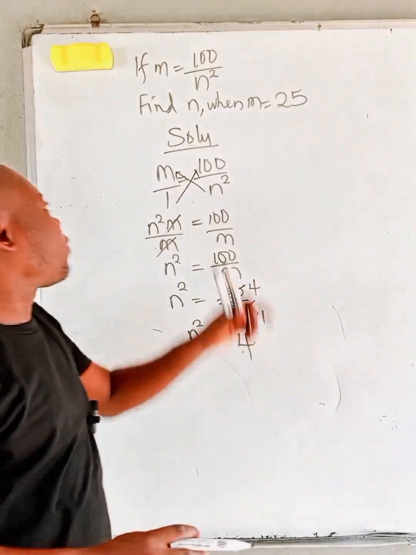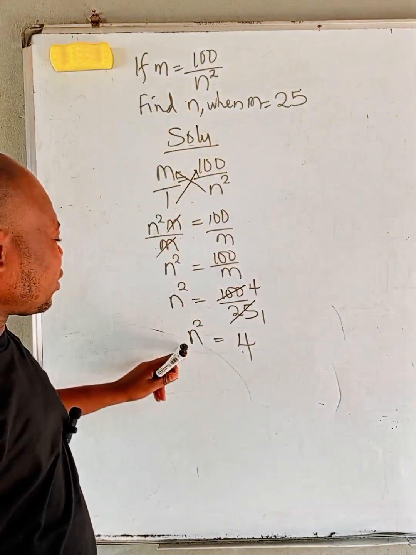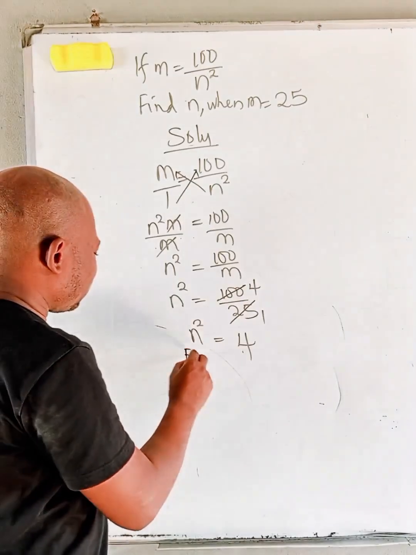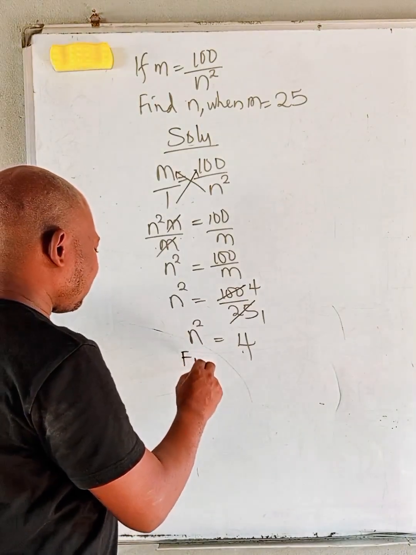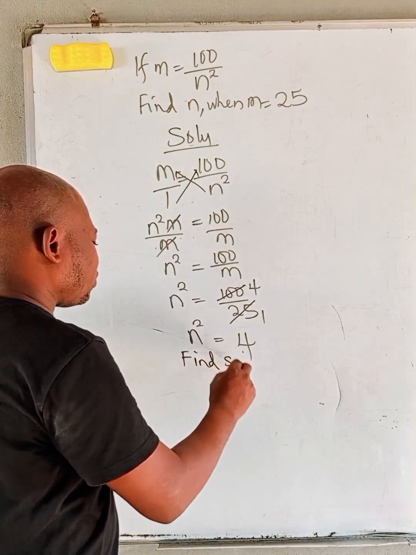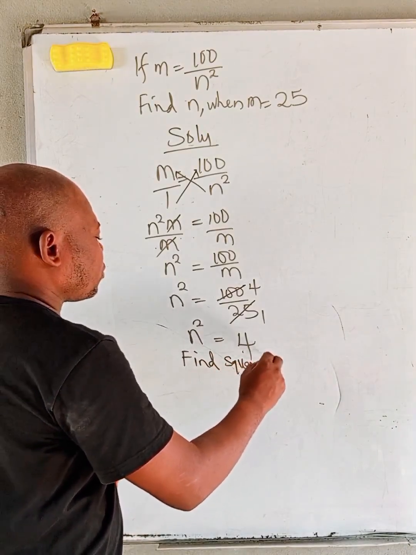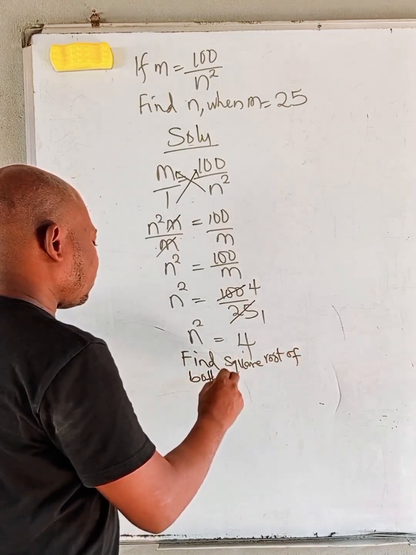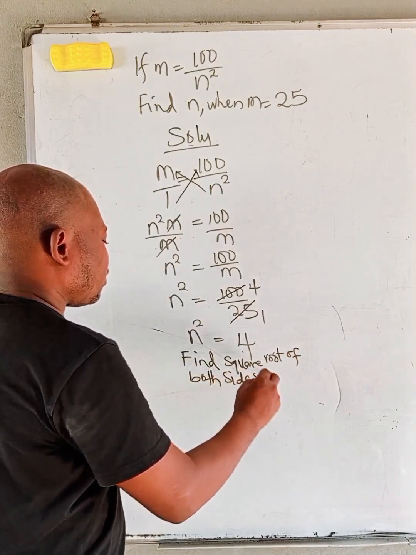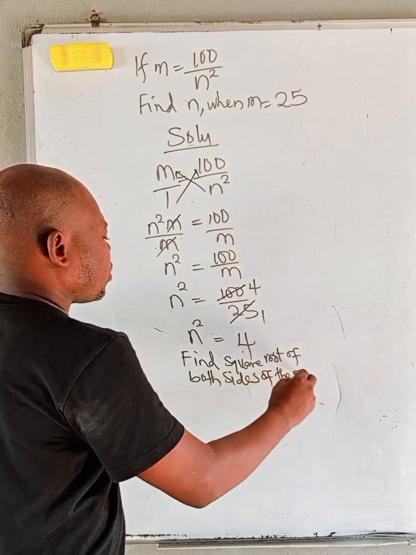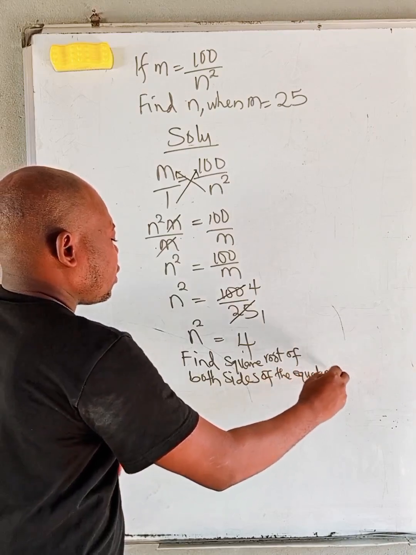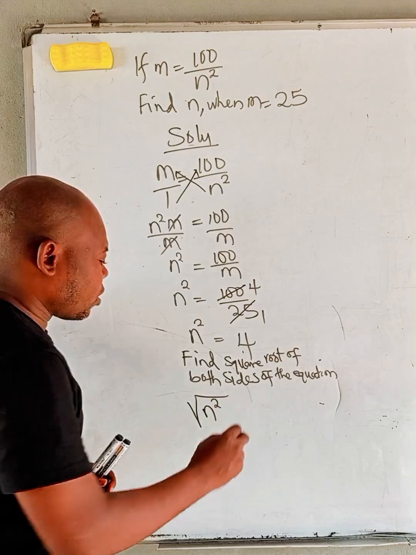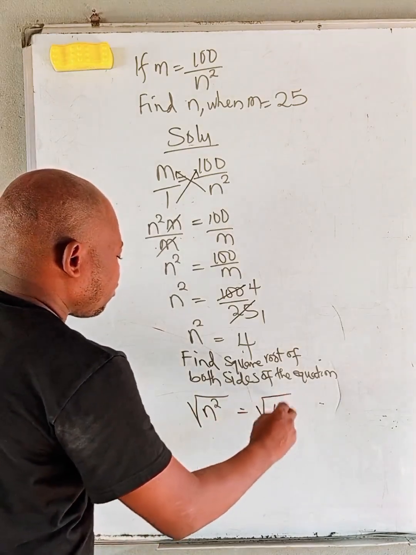Okay, but remember we are told to find the value of n and not that of n squared. When that happens, what we simply do is to find the square root of both sides of the equation. So we have the square root of n raised to the power of 2 equal to the square root of 4.